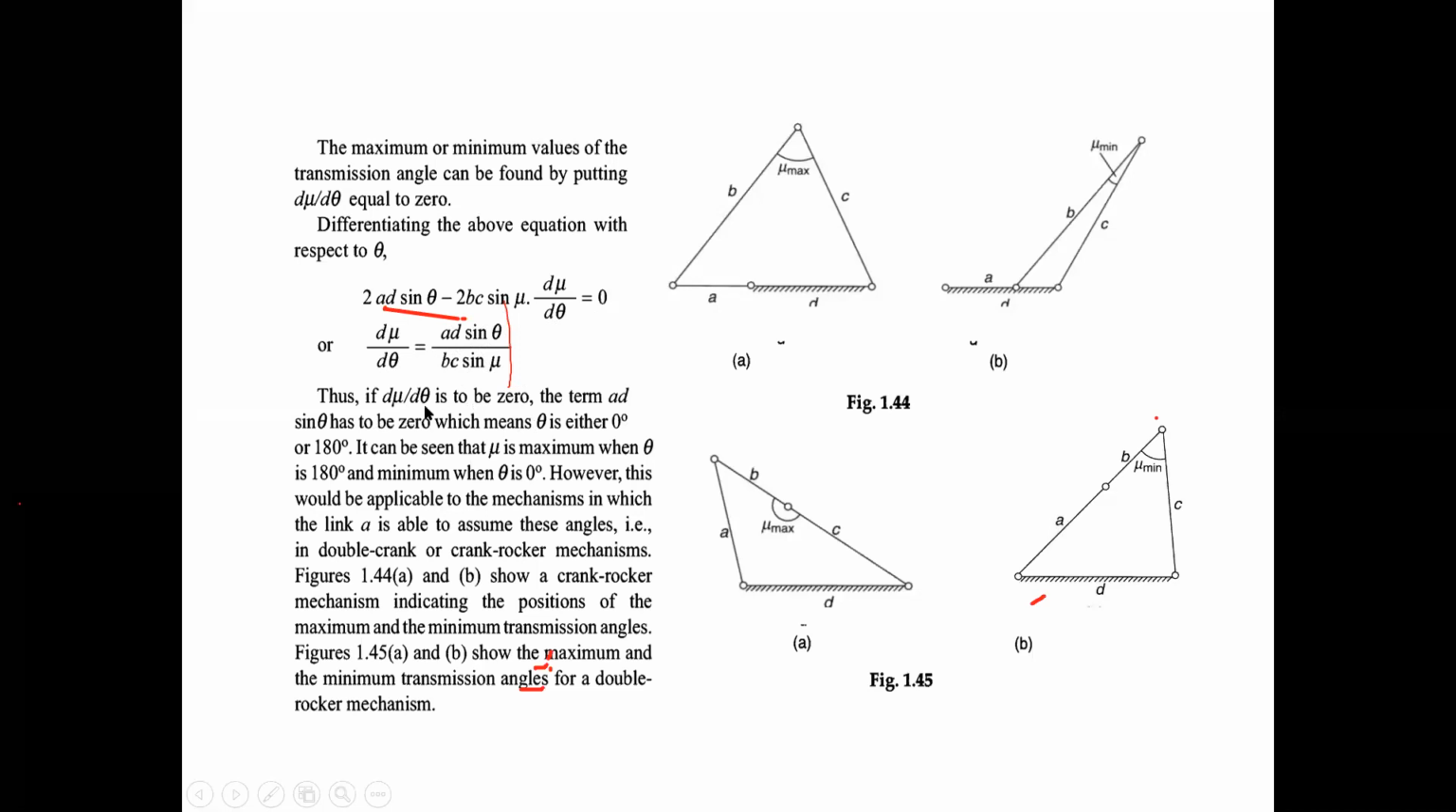If d mu by d theta is going to be 0, then the term ad sin theta has to be 0, which means the theta value is also going to be 0. When theta is 0, the four-bar chain looks like this type. Just observe that.